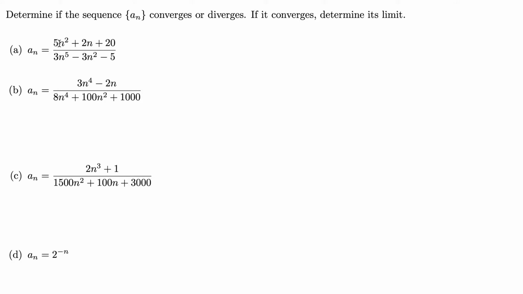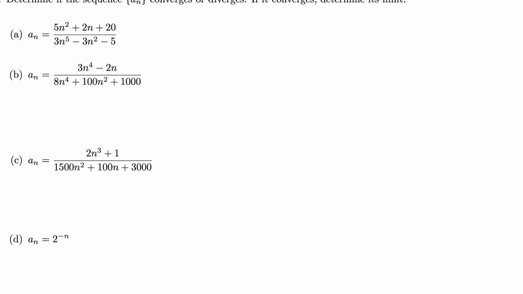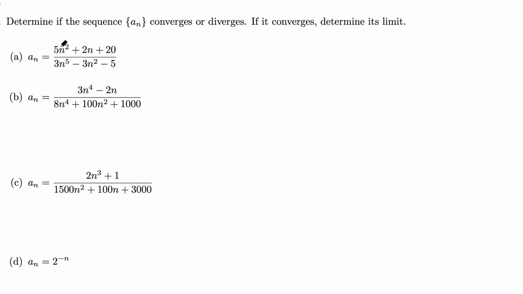Determine whether the sequence given with a_n, the general term, converges or diverges. If it converges, determine its limit. In part A, we have a sequence whose general term is (5n^2 + 2n + 20) over something. To check if the sequence converges or diverges, all we have to do is find the limit. If this limit exists, that means if we get a finite number, then the sequence converges.